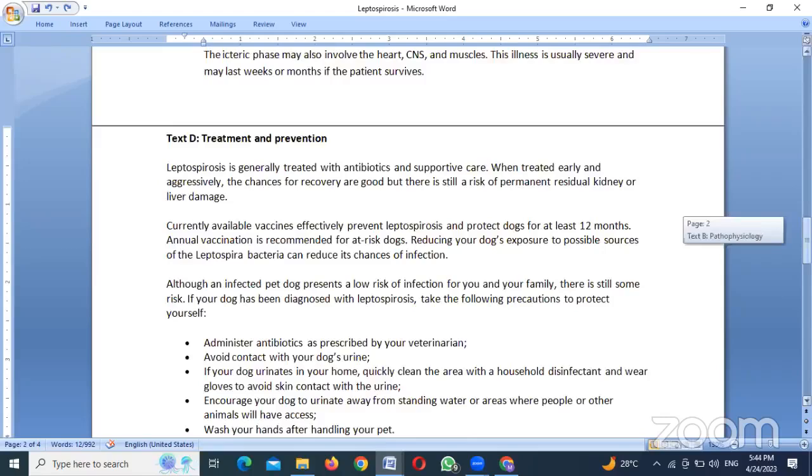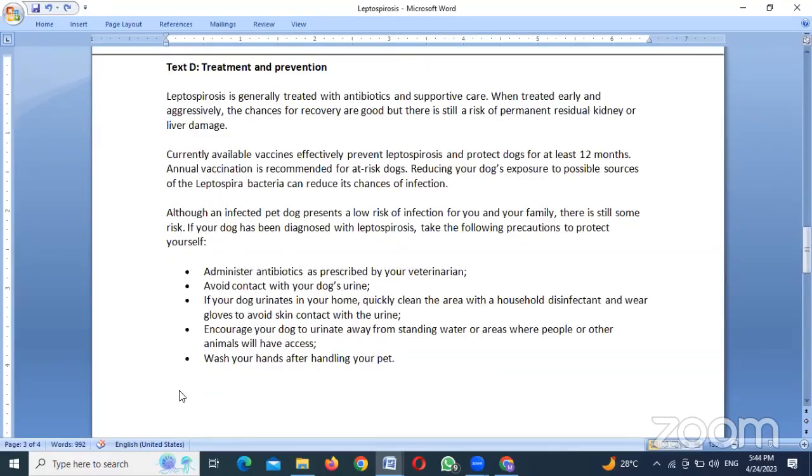So, yes, it is D, treatment, delta. Most probably it will be in D. Yes, where is the answer? First bullet. First bullet, antibiotics. Administer antibiotics as prescribed by your veterinarian.